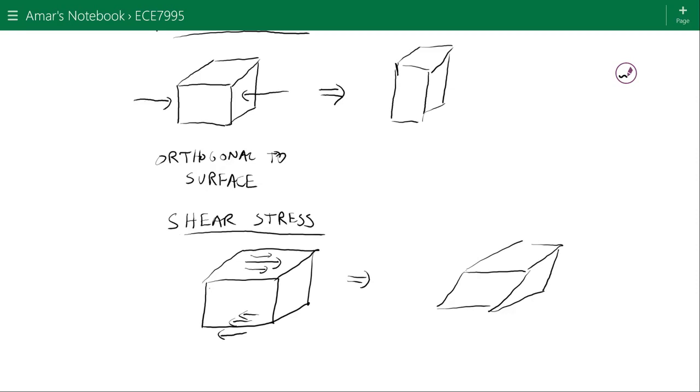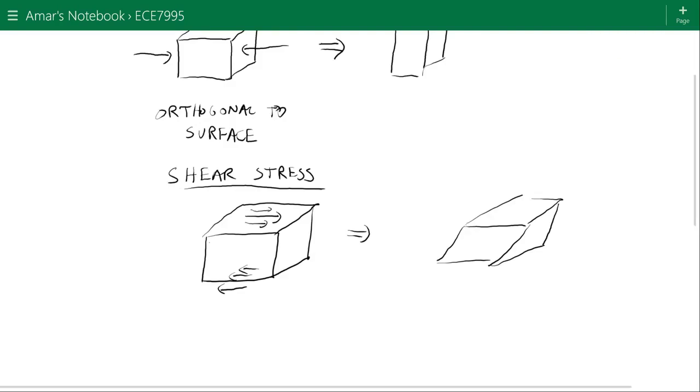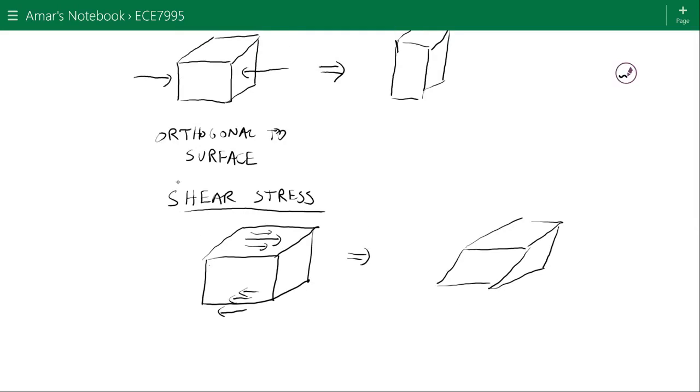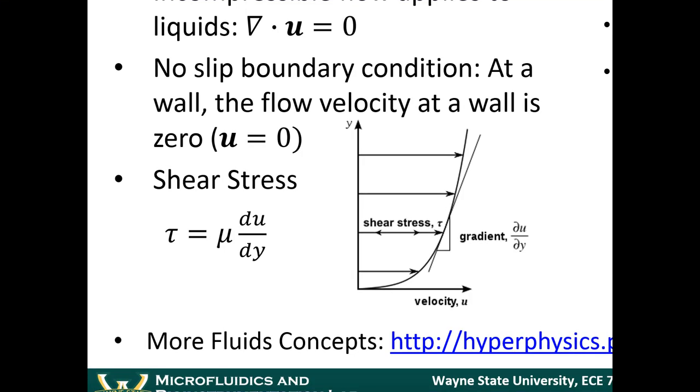So shear stress is parallel to the surface. We'll talk more about this later. So shear stress is, you can think about friction as shear stress, okay? This is sort of a frictional force.